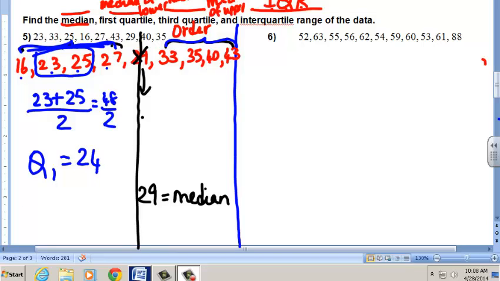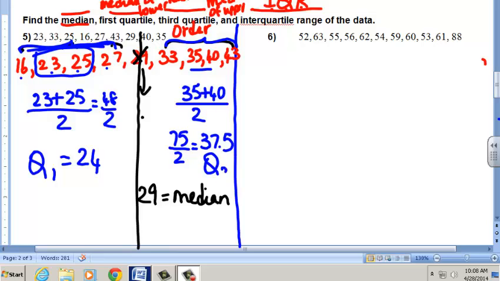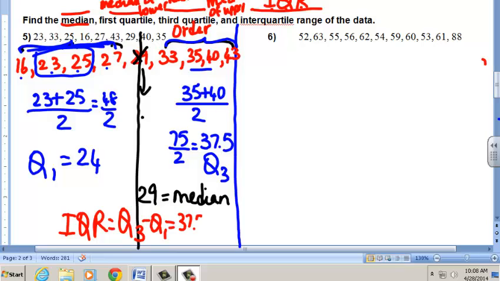The second one is also the same. 35 plus 40 divided by 2, so we end up with 75 divided by 2, so the answer is 37.5. So this is quartile 3. Okay, find the interquartile range. IQR is Q3, remember, that's our formula. Third quartile minus first quartile, so 37.5 take away 24, and we end up with 13.5. So 13.5 is the interquartile range.